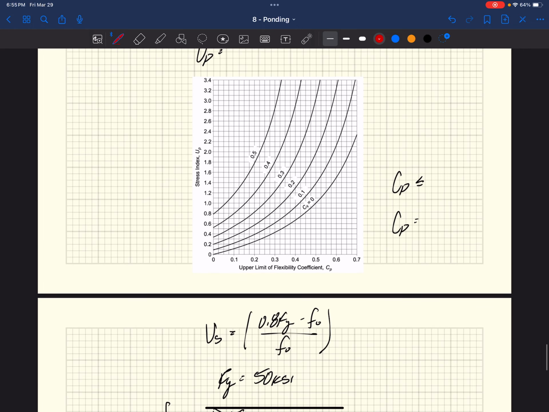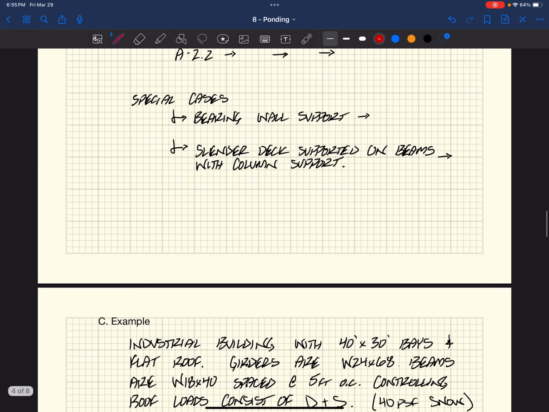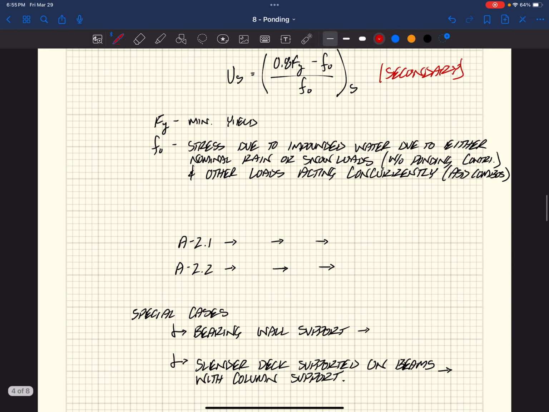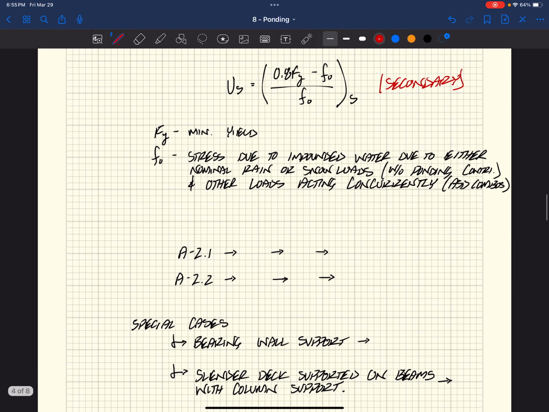Yeah, the upper limit of flexibility coefficient CP, right? So, Fy is easy, A992, 50 ksi. F0, stress due to impounded water due to either nominal rain or snow loads without ponding contribution and other loads acting concurrently. So what does that mean?